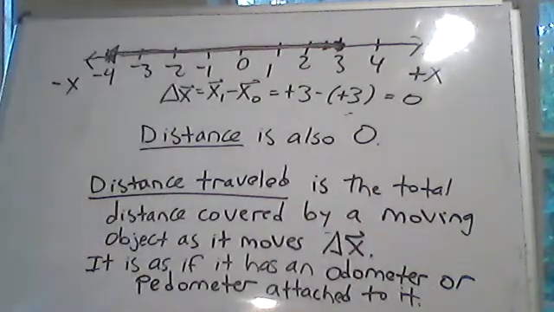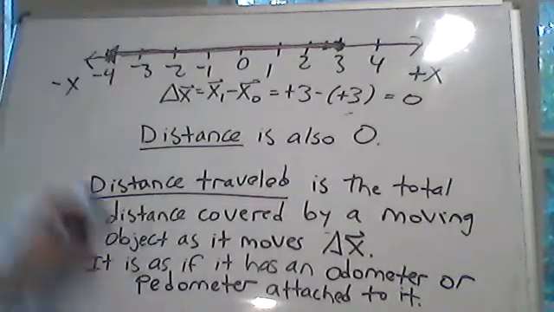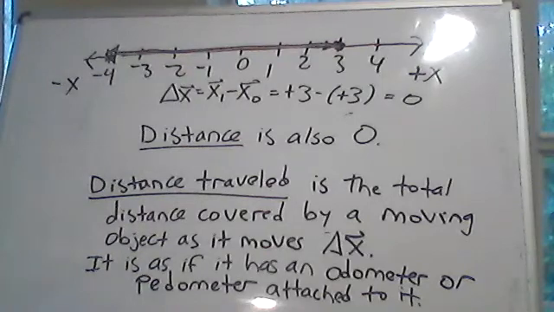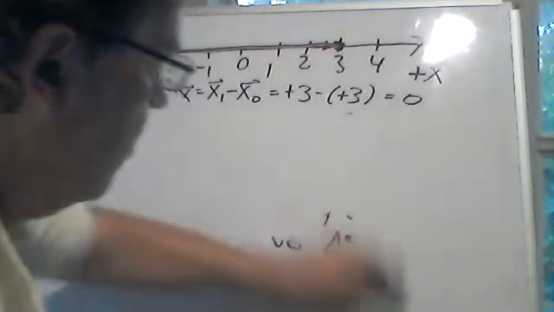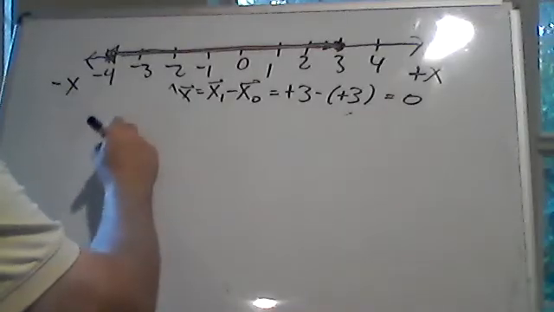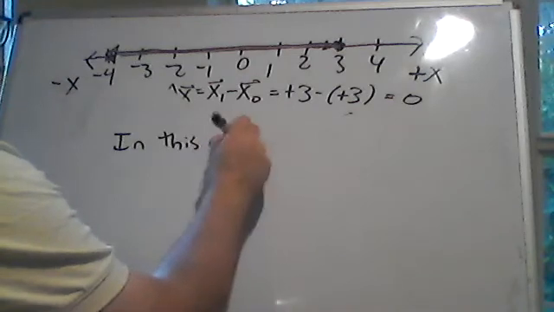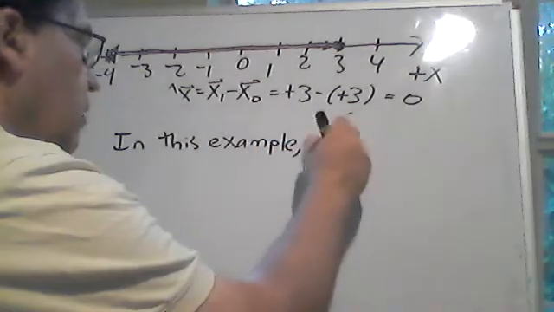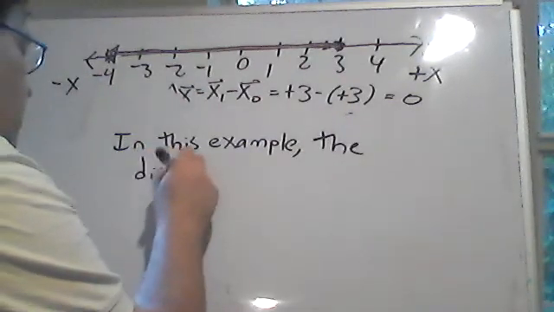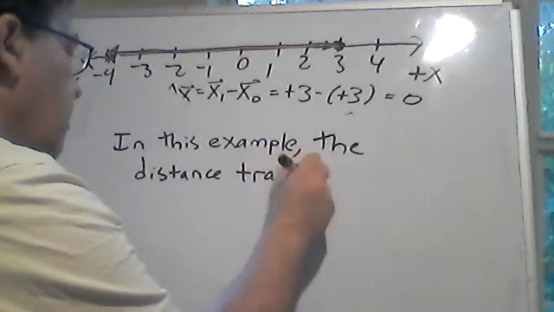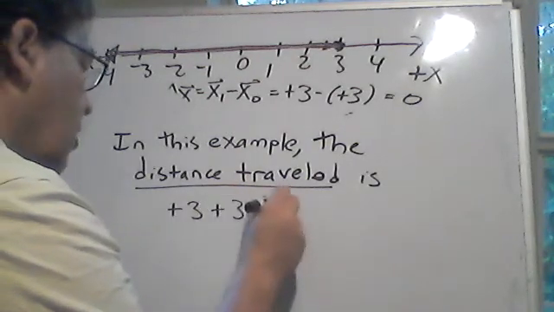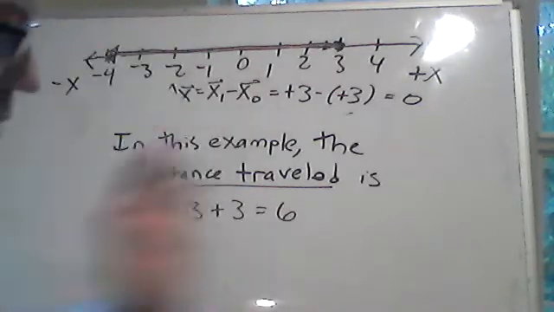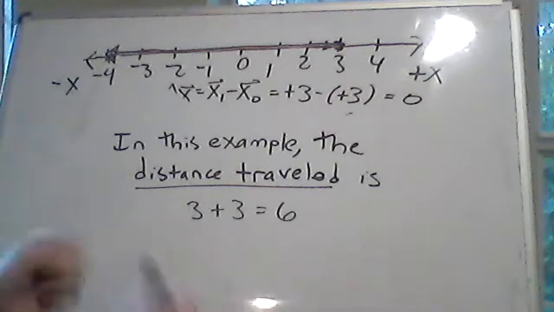In our example, it would be what? So I'll give you a little time to write this. Now, in our example, even though the distance is 0, the distance traveled, which is also scalar, is positive 3 plus 3, or basically 6. So again, it's 3 to the right, 3 to the left. It's adding up all my segmented distances. It would be 6 in this case, as opposed to 0.